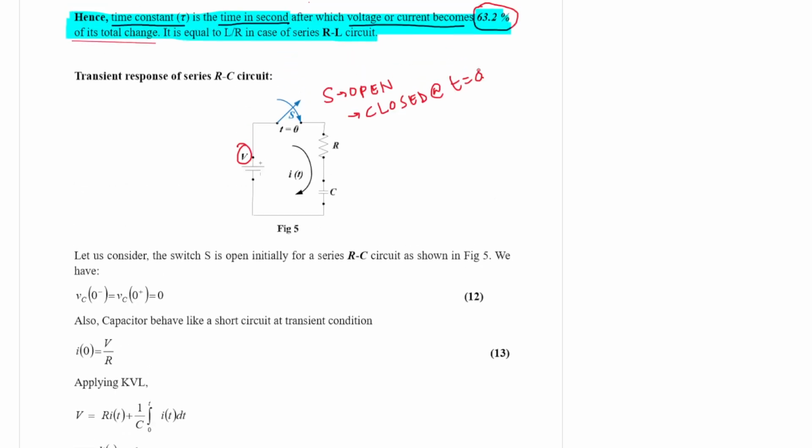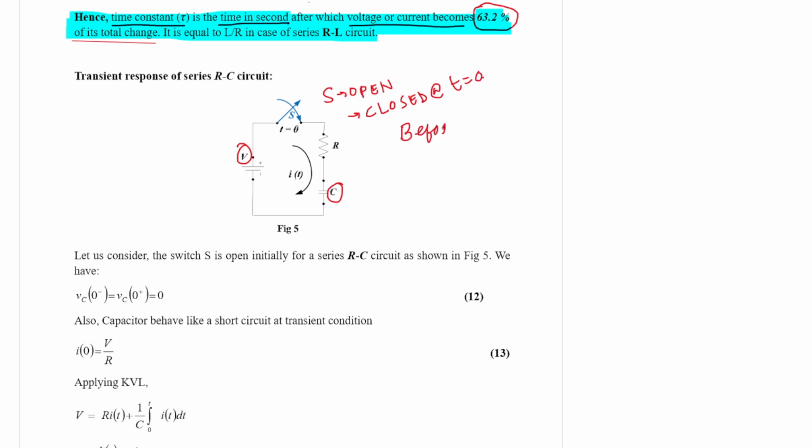Now let us try to understand some initial conditions. Since the switch is initially open, no current should be flowing through the R and C. I repeat, since the switch is initially open, the voltage source is detached from R and C. And due to this reason, since no current is flowing through the R and the capacitor, voltage does not build up across this capacitor.